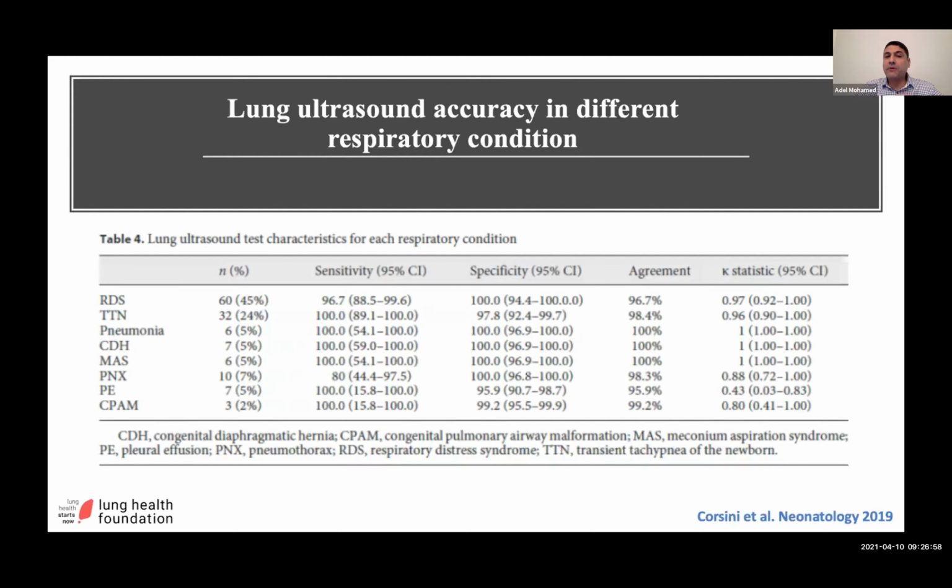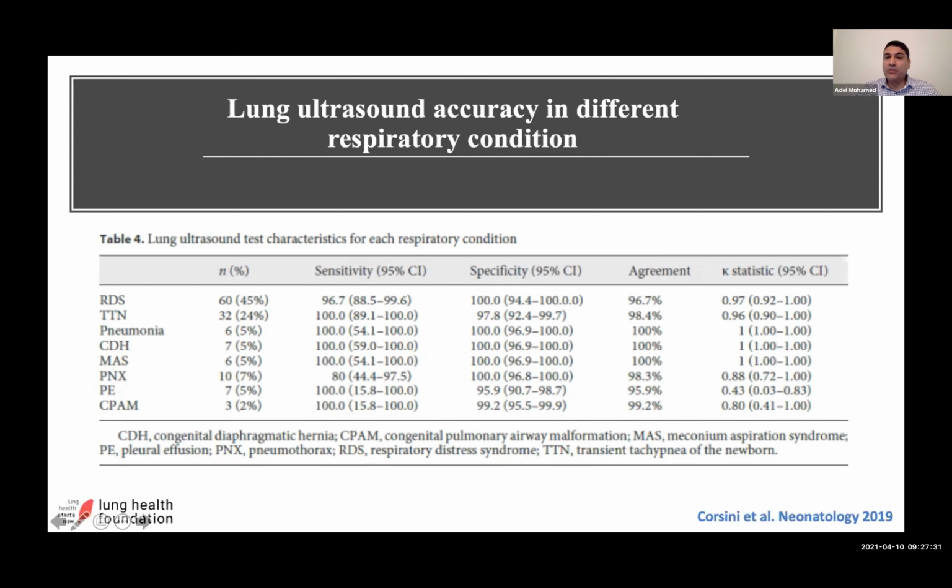Again, I like this paper because it summarized the sensitivity and specificity of different lung diseases that we usually see in our day-to-day practice in the NICU: RDS, TTN, pneumonia, congenital diaphragmatic hernia, meconium aspiration syndrome, pneumothorax, pleural effusion, and congenital malformation of the lung. And as you can see, the sensitivity is extremely high. Specificity is also high.